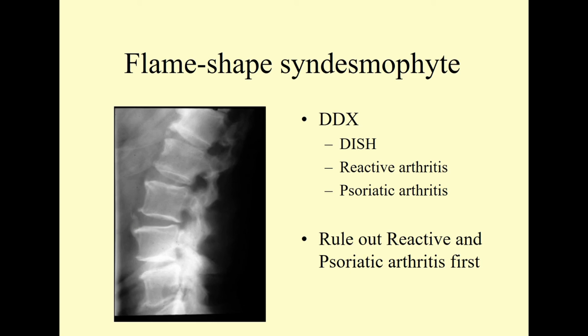I like syndesmophytes to be defined as ossified outer annular fibers, and this is more than that. There's a 3-item differential for the flame-shaped paravertebral ossification: DISH, as you imagine, but also reactive arthritis, formerly known as Reiter's, and psoriatic arthritis. Well, the good news is these two things come with signs and symptoms.